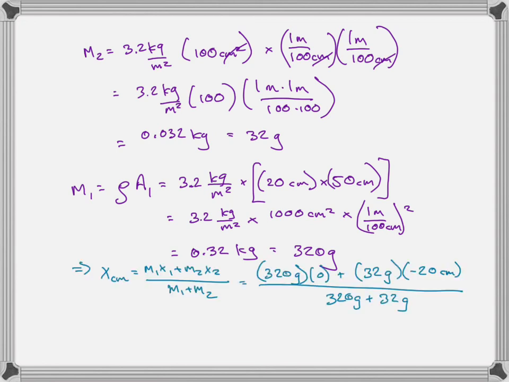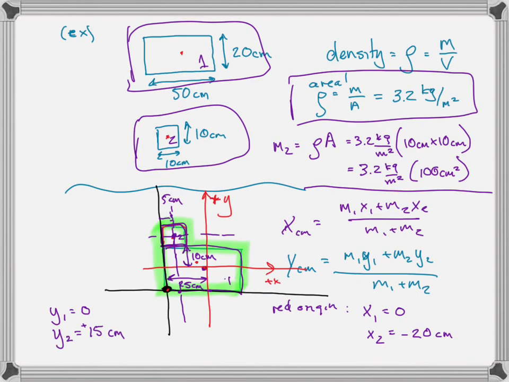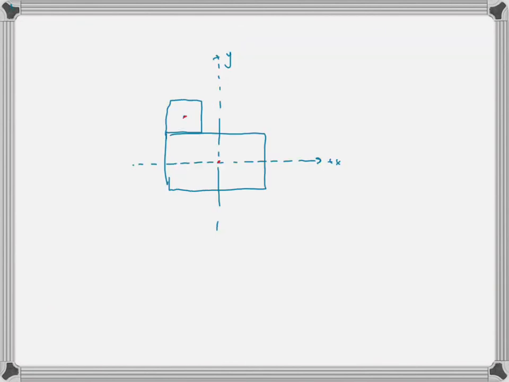So let's go ahead and plug those numbers in to the x center of mass and the y center of mass. We get, in the x direction, minus 1.8 centimeters, and in the y direction, plus 1.36 centimeters. That's the center of mass of the system relative to the origin. Let's go back to our picture. Let's draw a new one. The center of mass is 1.8 centimeters to the left of the origin and 1.36 centimeters up from the origin.